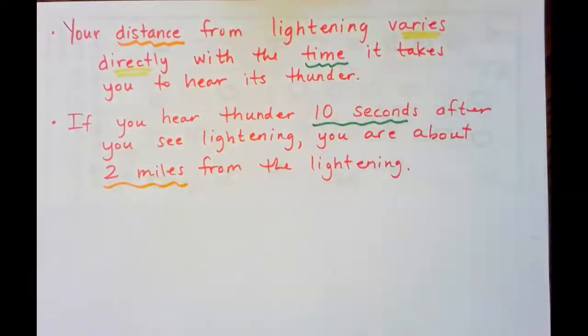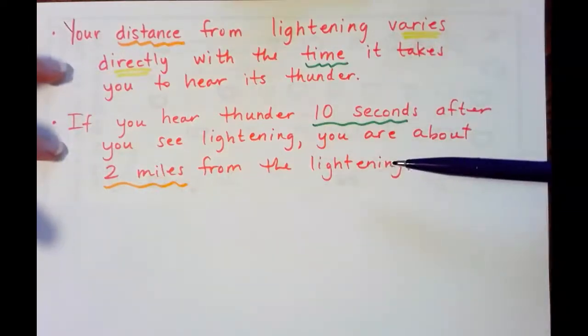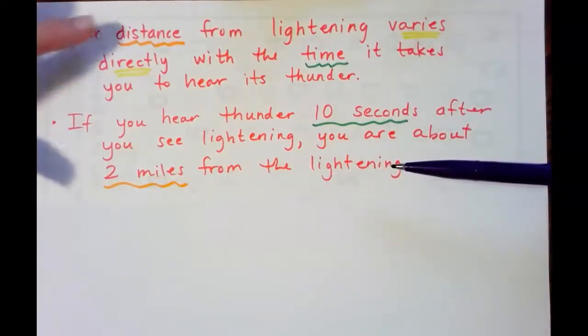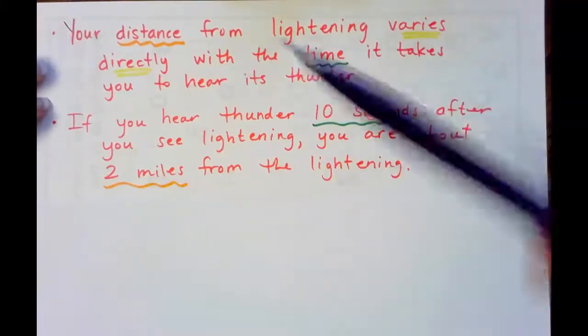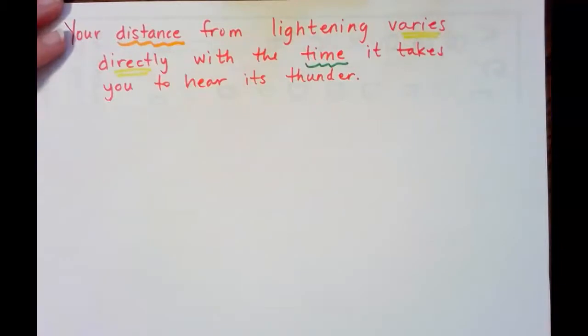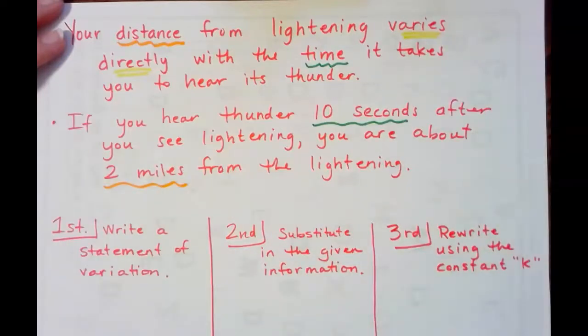Now I've got the connected information color coordinated here. Distance is orange, time is green. So what we're going to do is take this first bullet point and write a statement of variation. We are going to do that right down here.